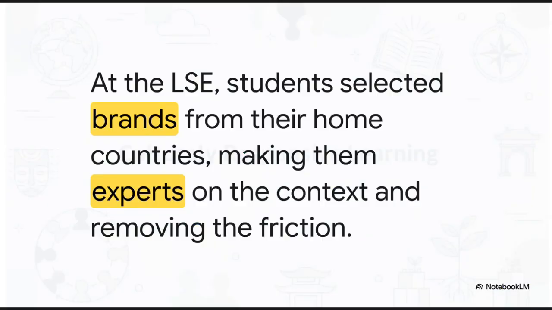So what's the fix? The solution is to create what Atkinson calls cultural autonomy. And here's a brilliant example from the London School of Economics. Tutors had students, who were already naturally sitting in groups based on their country of origin, choose a brand from their own home country for a marketing activity. Just like that, the students become the experts on the context. All that cognitive friction disappears, and it frees up all their brain power to focus on the actual lesson.